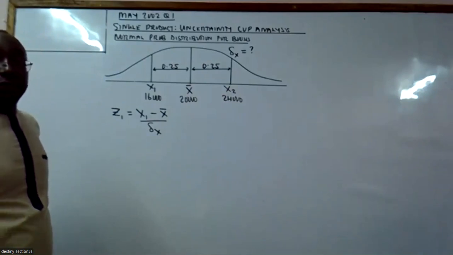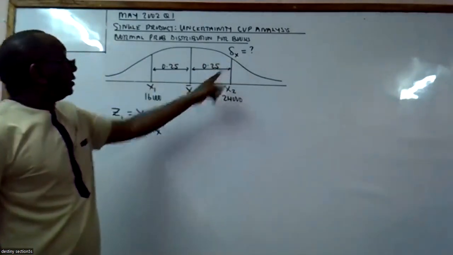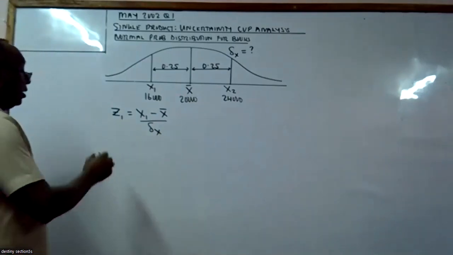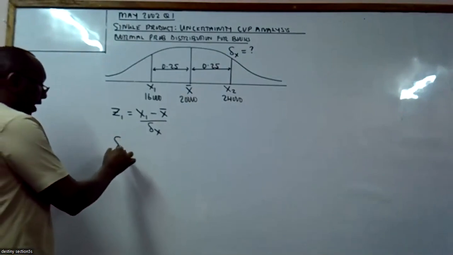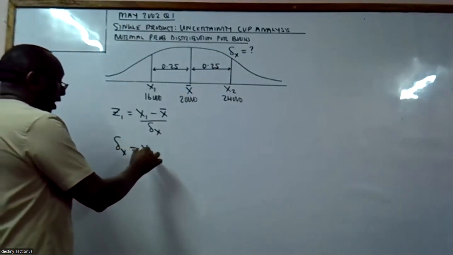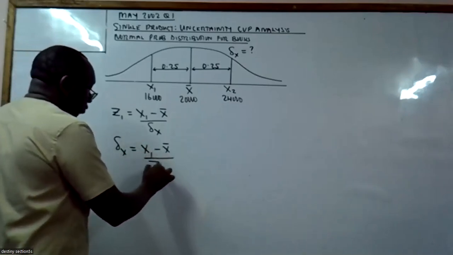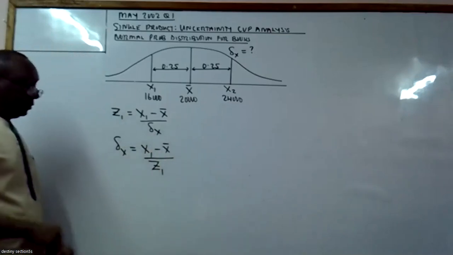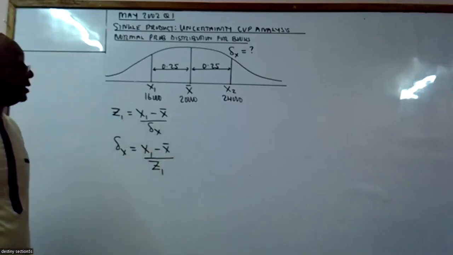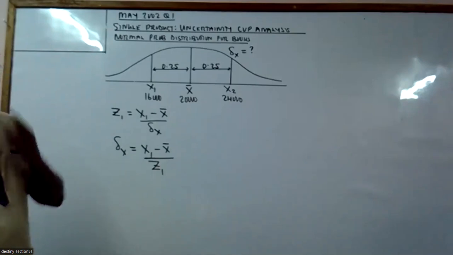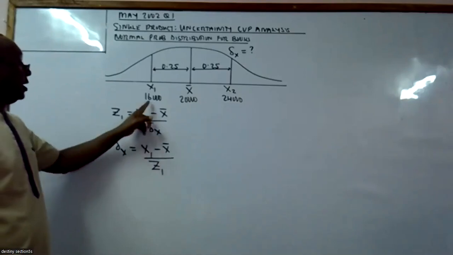So what we are missing is this standard deviation of X. So we seek to make it the subject. So it will come here and this one to come here. So you'll say standard deviation of X should be equal to X1 minus X bar, you divide by Z1. That is how we shall get the standard deviation. So we already know X1 is this.